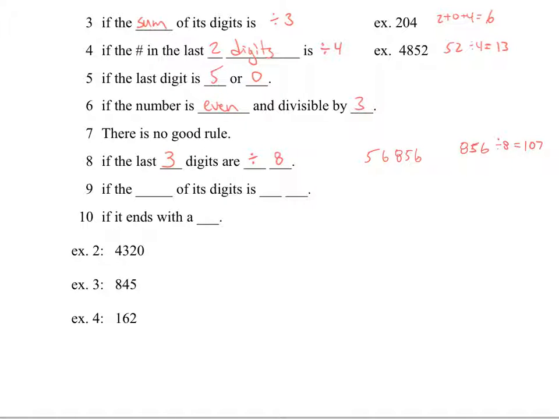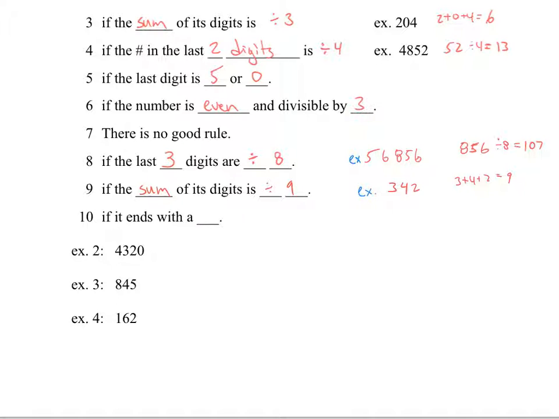9s. This is very similar to the 3s, but if the sum of its digits are divisible by 9. So for example, let's do an example here. 342. 3 plus 4 plus 2 equals 9. Does 9 fit into 9 evenly? Yes, so that means 342 is divisible by 9.